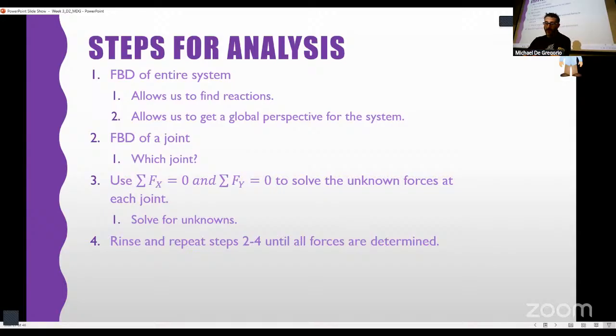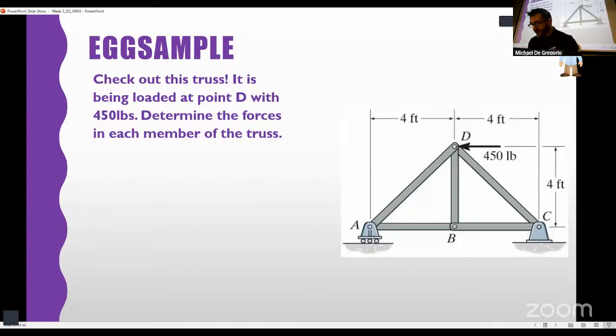Pretty straightforward. If you're doing a large scale truss, maybe you write a MATLAB script to help you run through it. I don't know, you can figure that out. But it's pretty straightforward and you just rinse and repeat until you're done, right? Great. Let's do one.